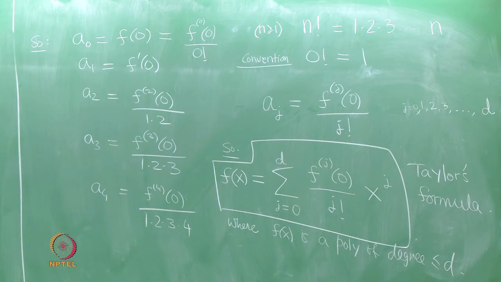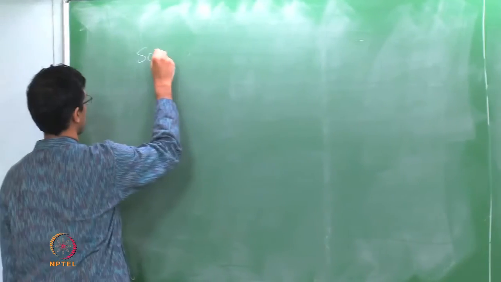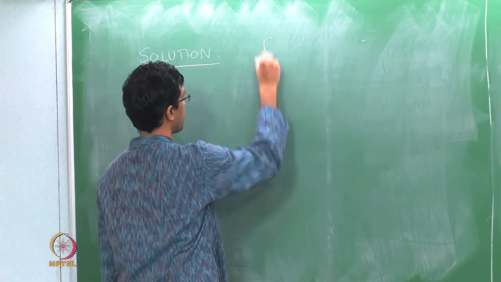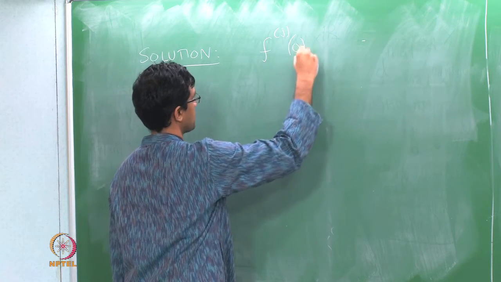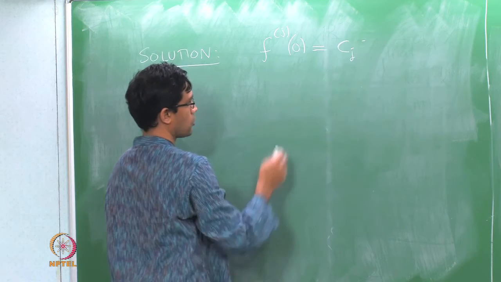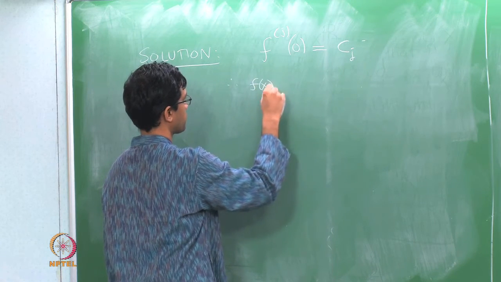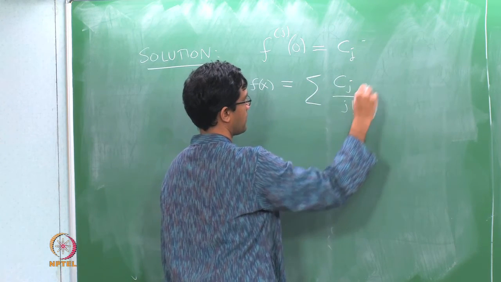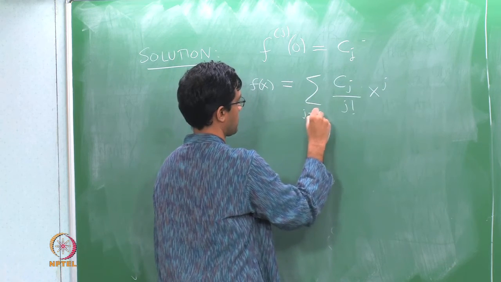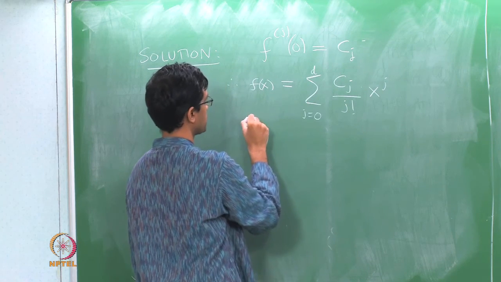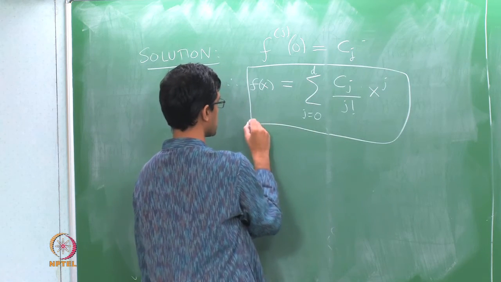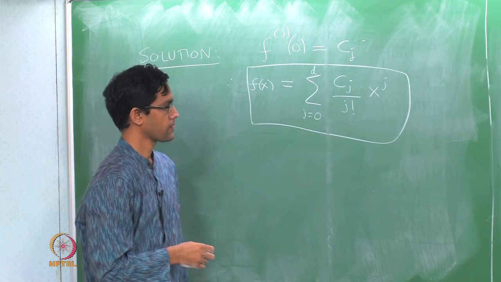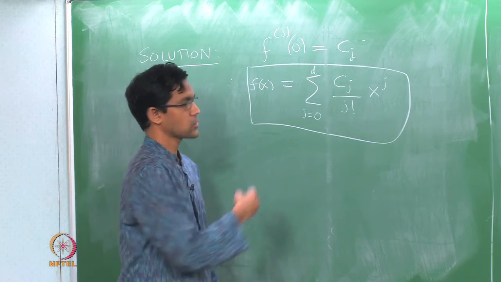So, what is the solution to this problem here? The solution to the problem as posed there is the following, that I know what the jth derivative at 0 is. It's given to be Cj. So therefore my function f is nothing but summation Cj by j factorial x power j. This is the function that you want, a polynomial of degree at most d with prescribed higher order derivatives at 0. Okay, so it solves this problem.